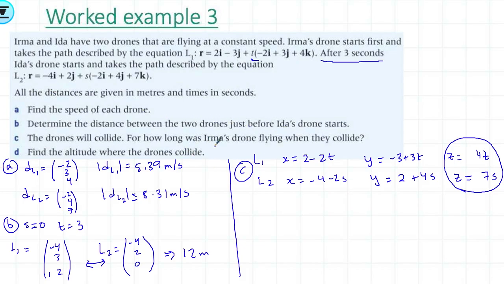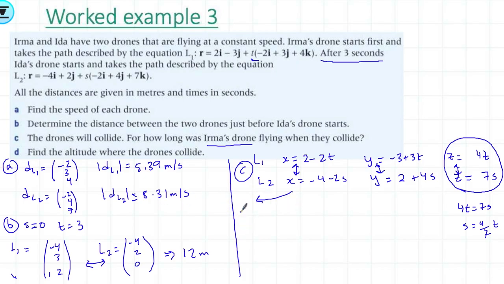Just have a look at the question. It says, how long was Irma's drone flying? So it would be good if I can solve in terms of Irma's parameter, which is t. If I can get everything in terms of t, that would make everything easier. So by equating the components together, if I look at this, I have 4t equals 7s. So s is equal to 4 over 7 t. And then I can use this and substitute wherever I need to, taking the x value is enough.